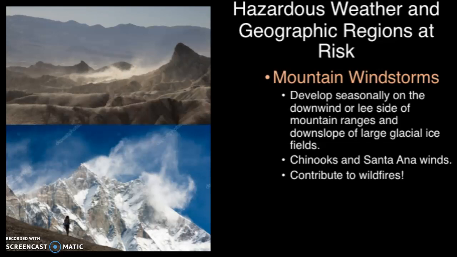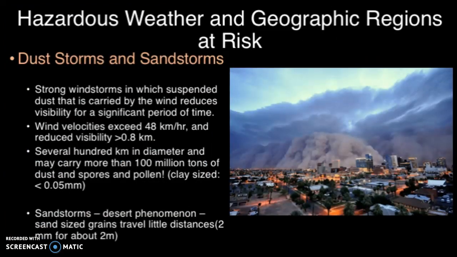They are very big contributors to wildfires because wildfires sometimes happen in mountainous terrain where you have forests, and with these high winds they tend to spread the fires even further. So they're big drivers of wildfires. Next, dust storms and sandstorms.